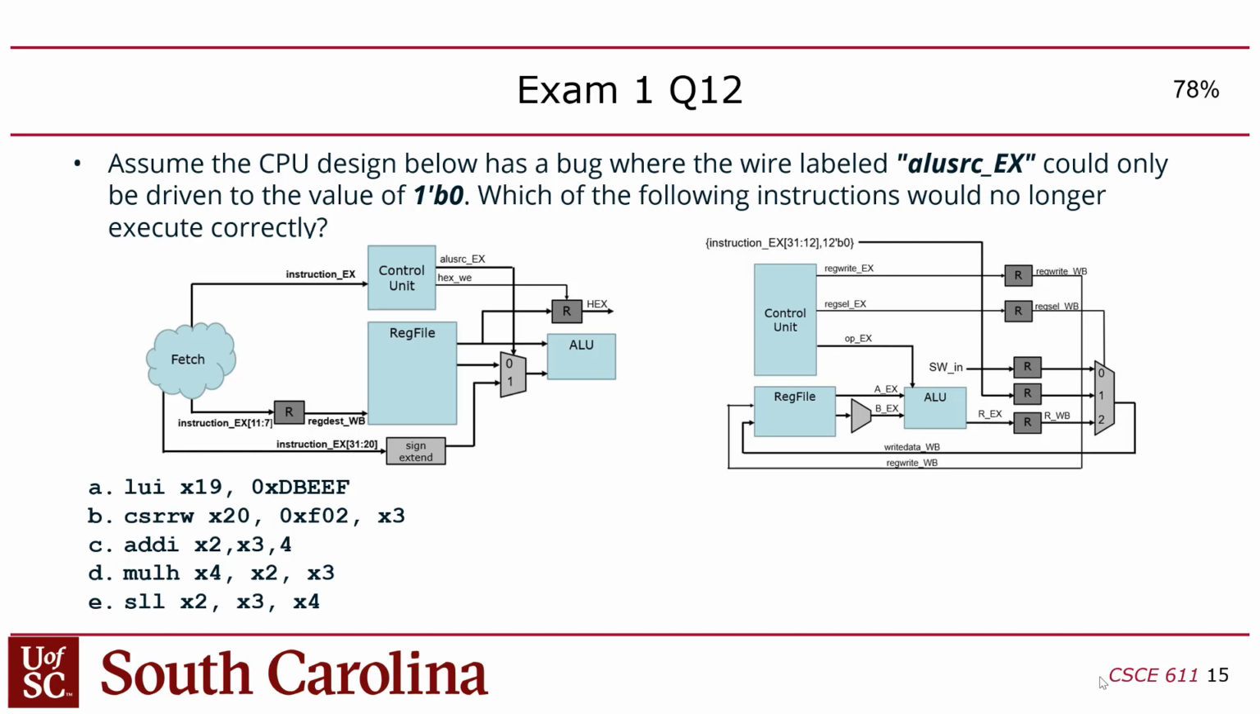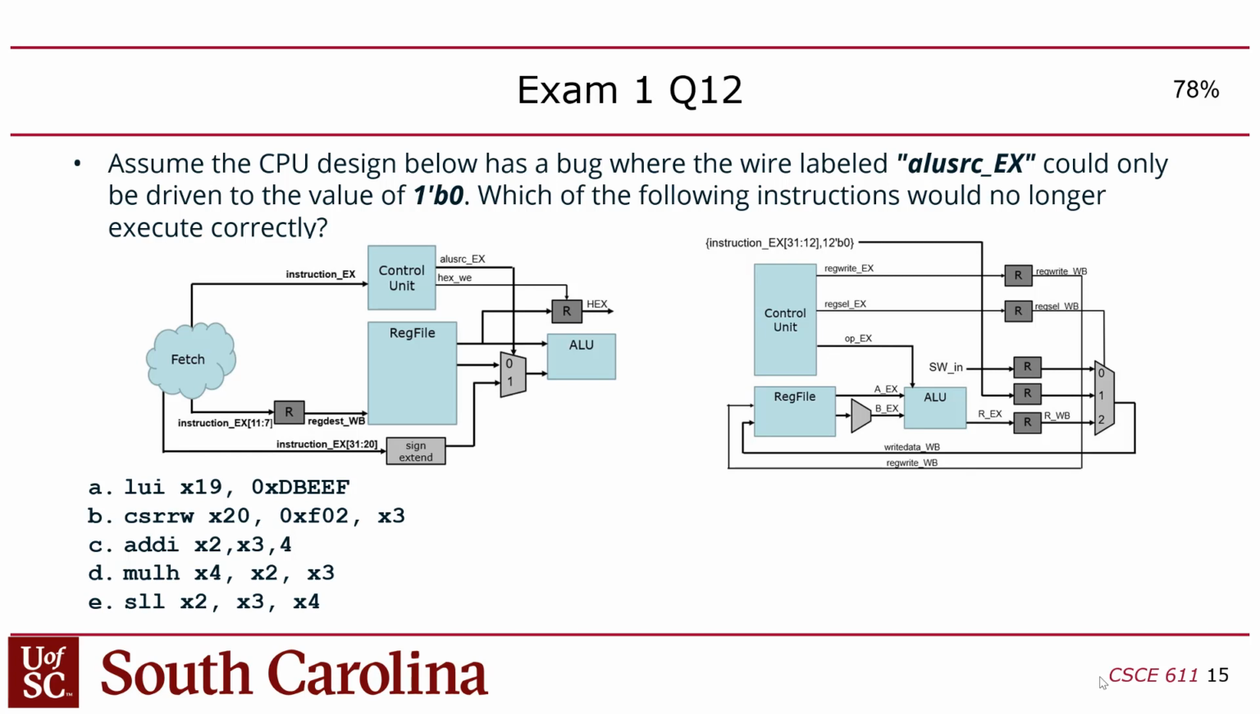The sign extended immediate. Well, the LUI does have an immediate, but that instruction doesn't use the ALU at all. It actually uses this mux, because the LUI uses this data path that bypasses the ALU entirely. So this one is confusing, because that has an immediate, but it doesn't use that data path into the ALU. Neither does the CSRRW instruction, and of course the MOL-H and the SLL would both just use this wire, right?